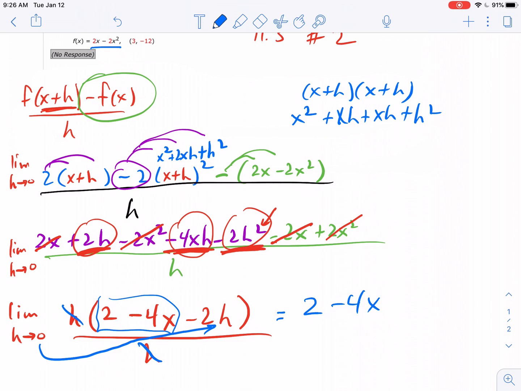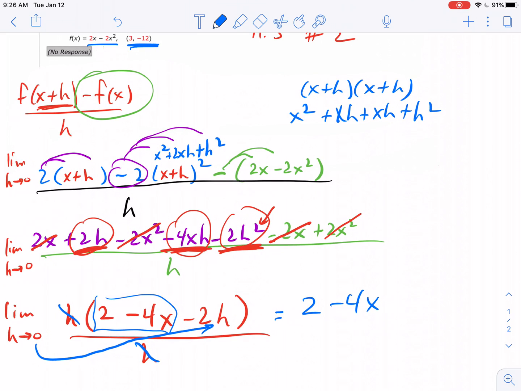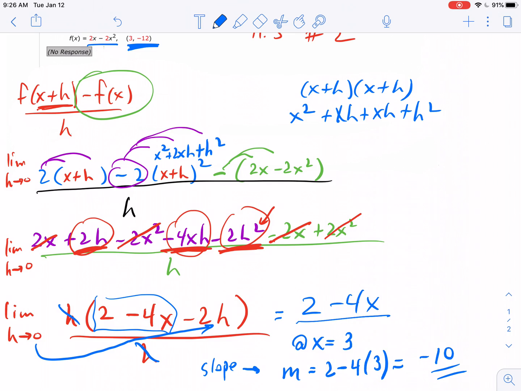That is called the derivative, or the tangent line. So now the final step, remember, is they want us to use that 3, negative 12. So I would say at x equals 3, my slope, m is for slope, simply is 2 minus 4 times 3. So that's 2 minus 12, which gives me negative 10. So once you have this derivative, or tangent line it's called, go ahead and plug the x value in. Now if you graph it and look at it, it would look okay.